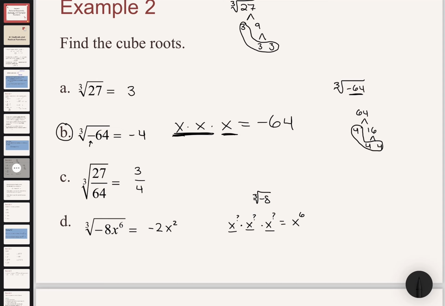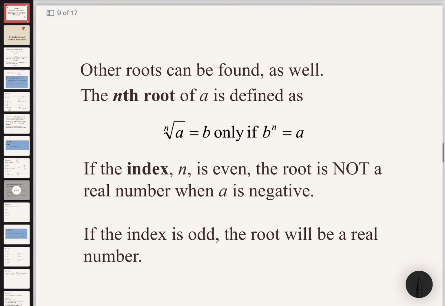All right, you can continue to find other roots as well using this similar process. So to find the nth root, n just represents any number basically. Sometimes we call it the index n. I could find the 7th root of something. I could find the 49th root of something if and only if b raised to that power equals your radicand, equals a. So if the index n is even, then the root is not a real number when a is negative, right? So only when it's even.